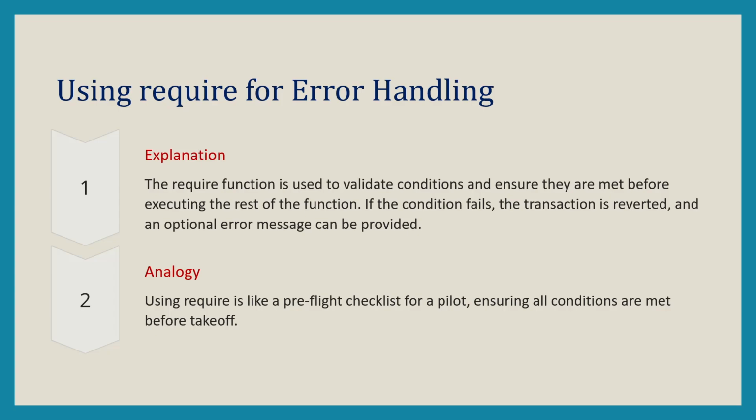So first would be using the require function for error handling, right? Again, let's go through an explanation and an analogy. The require function is used to validate conditions and ensure that they are met before executing the rest of the function. If the condition fails, the transaction is reverted, and an optional error message can also be provided. Okay, let's go through a simple analogy. Using require is like a pre-flight checklist for a pilot, ensuring all conditions are met before takeoff.